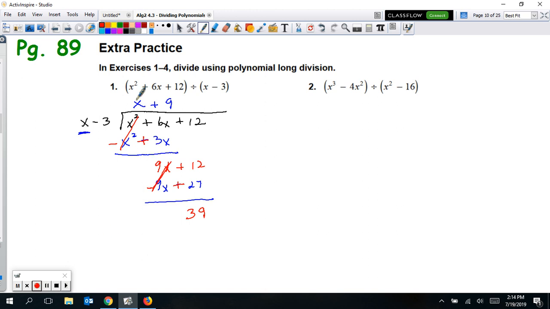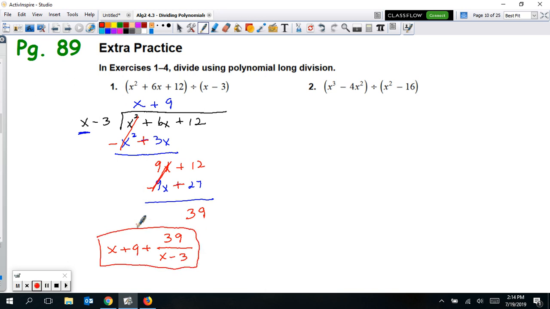We're going to have our quotient that we had there, the x plus 9. And we're going to put plus the remainder as a fraction, where the remainder number here goes on top, and your divisor, what you're dividing by here, the x minus 3 goes on the bottom. So x minus 3 on the bottom, there is our final answer.